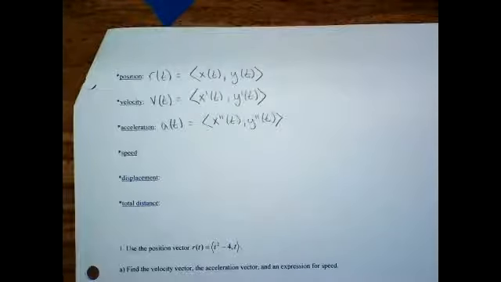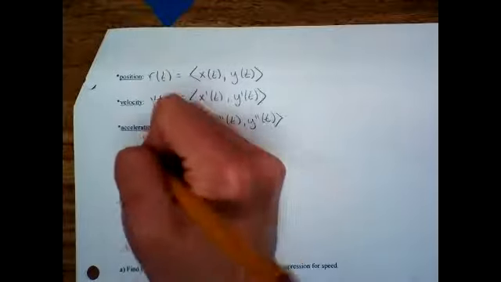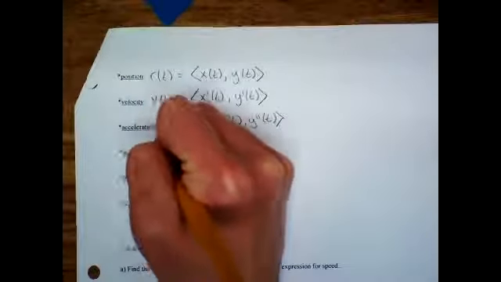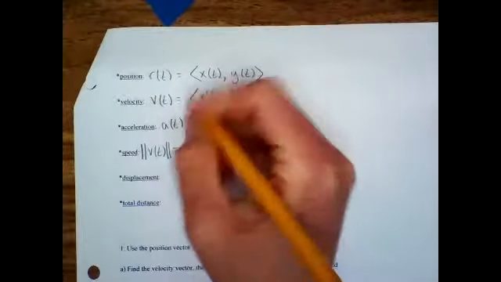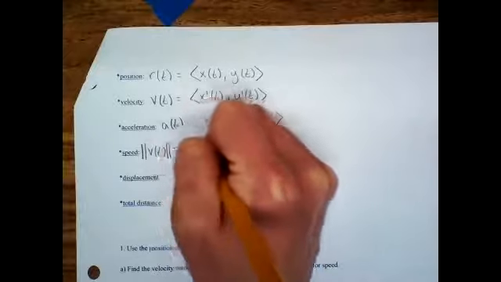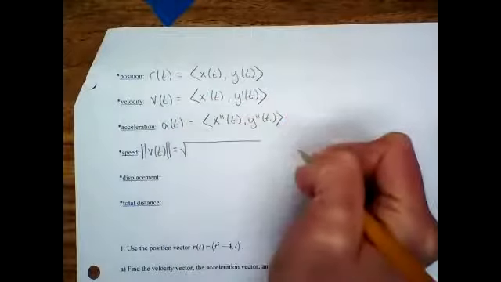Speed is where it gets a little bit weird for me. I'm going to do my best to explain it, and I even found a little blurb online to explain it to the best of my ability. But speed is the magnitude of velocity. So let me write this out and then we'll talk about it for a second. And the magnitude, if you recall, is that gigantic square root.